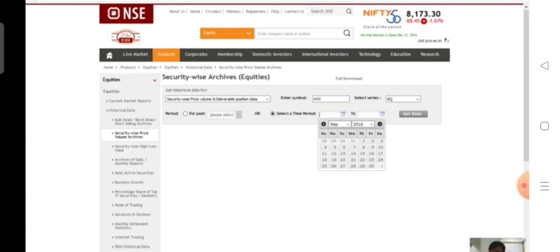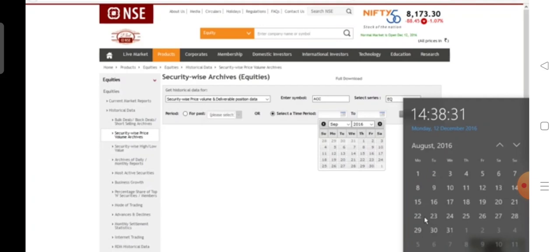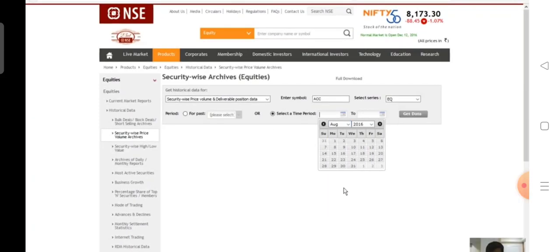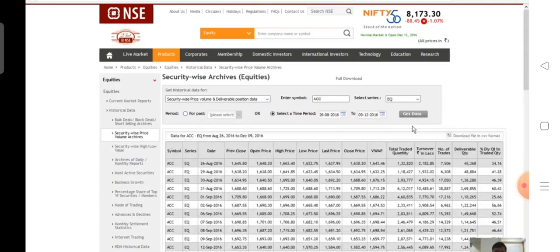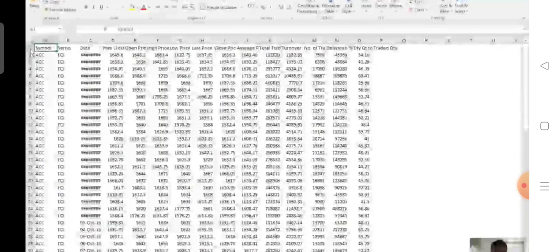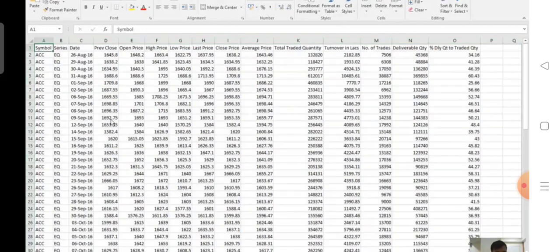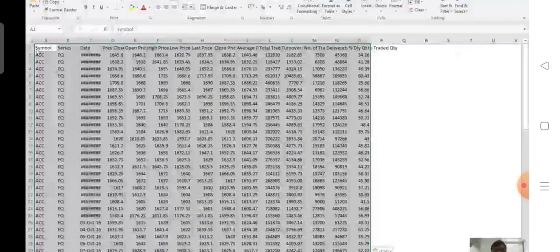so we need to see when did August expire. If you see, August expired on 25th, so we can take data from 26th of August. So let us take the 26th of August till date, today is, so we'll get data till 9th. So you have all the data points. You download this in the CSV format. You get data like this. You copy this data and you paste it as it is in our sheet.